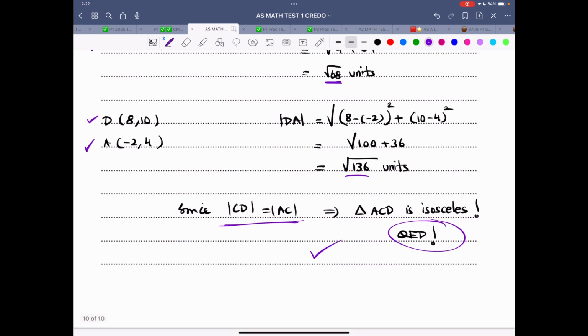And that completes this particular AS level paper, test number 1. It is about coordinate geometry, straight line, and circular measure.